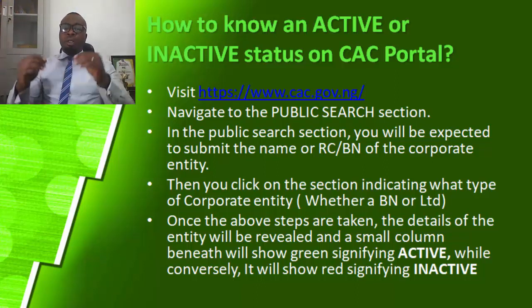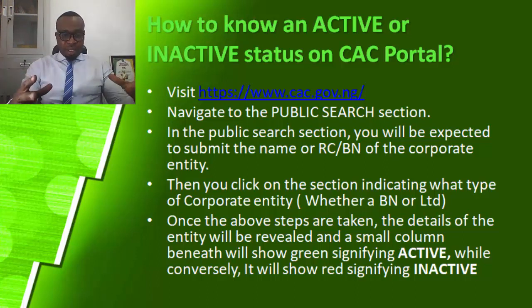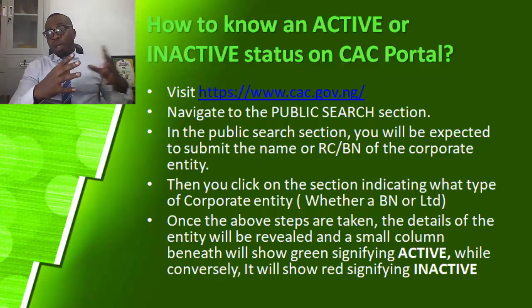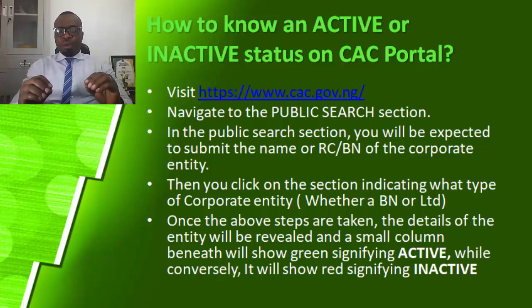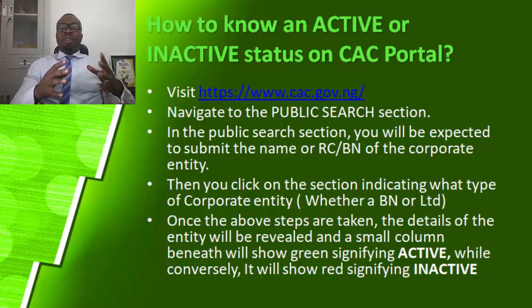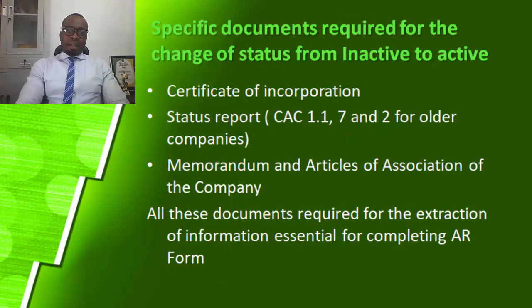In the public search section, you will be expected to submit the name or the RC number of the corporate entity. Then you click on the section indicating what type of corporate entity it is, whether a business name or a limited liability company. The details of the entity will be displayed, and a small column beneath will show green, signifying that the status of your company or business name is active, while conversely it will show red, signifying that your corporate entity is inactive.